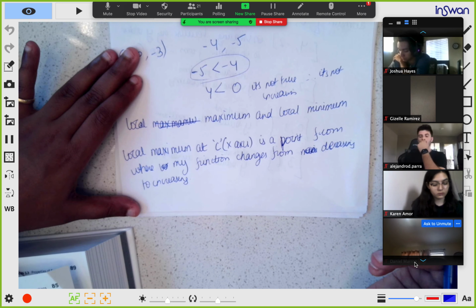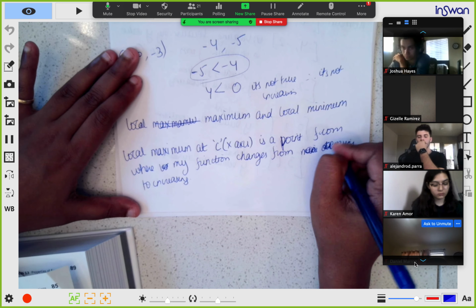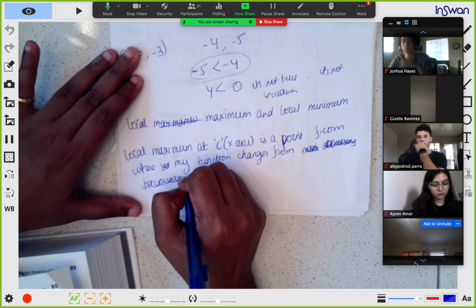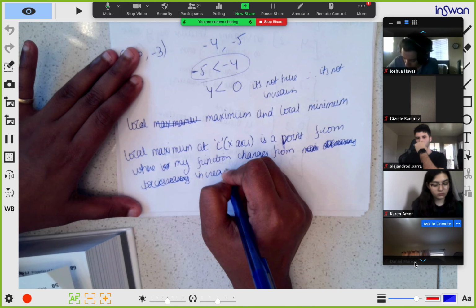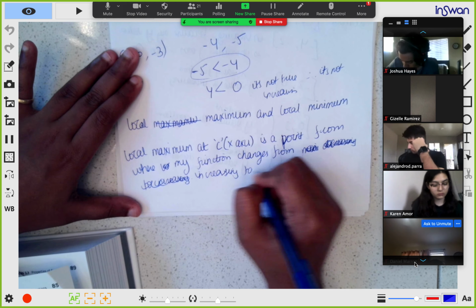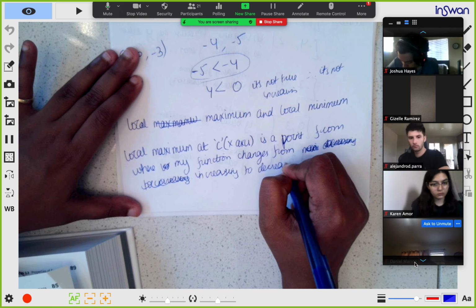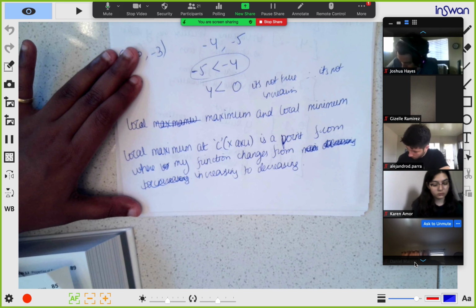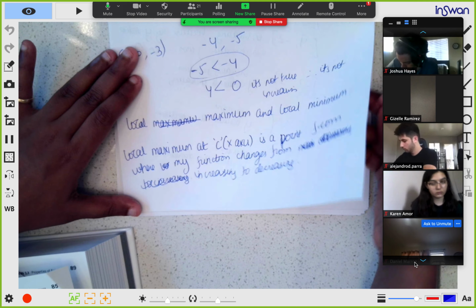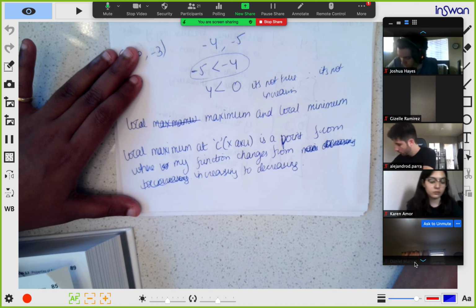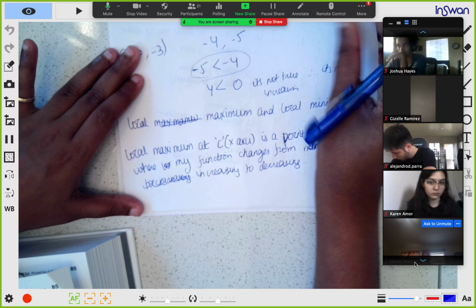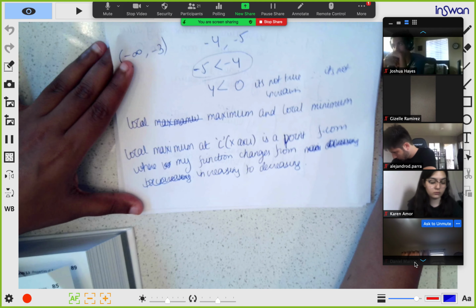Sorry, can you correct it? It's going to be increasing to decreasing. I'm sorry, can you change it? It's going to be increasing to decreasing. Let me explain this. We had a previous example. Let me write the minimum definition also, and then I'll explain.